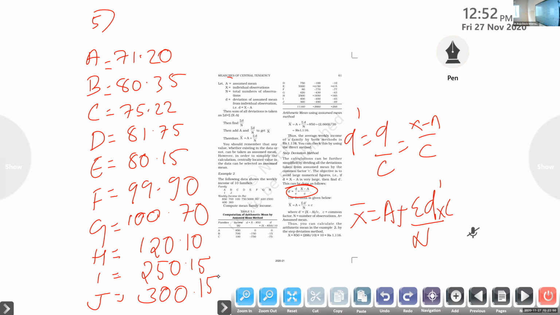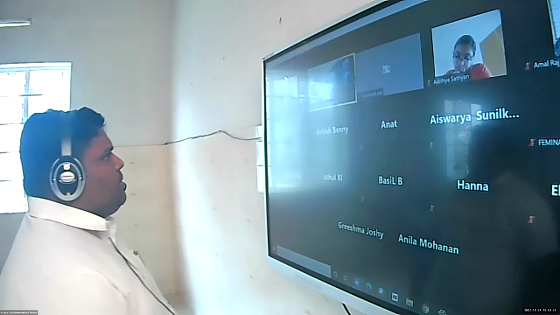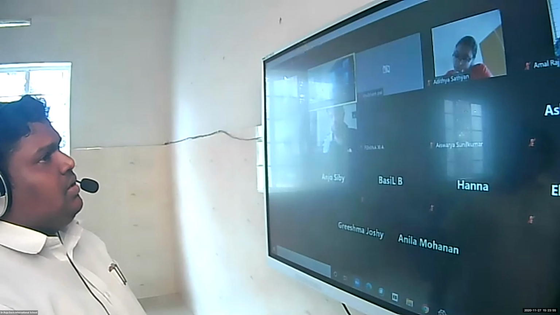Any problem in the numbers? Is there any trouble in the numbers? Okay, hope these two methods are clear for you, that is the assumed mean method and the step deviation method. For examination, compulsory questions will be from this part, so give necessary importance to these calculations.